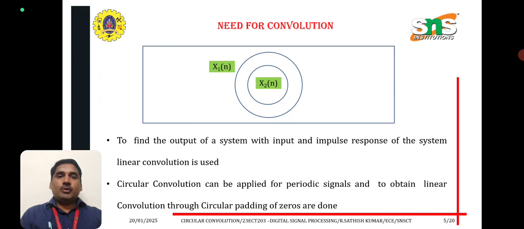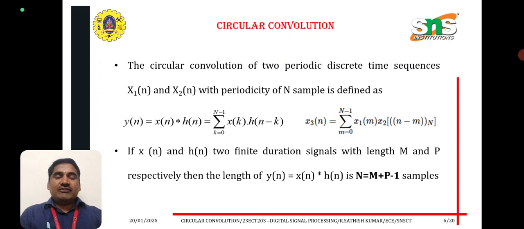To find the output of a system with the input and the impulse response of the system, linear convolution is used. Circular convolution can be applied for periodic signals, and to obtain the linear convolution, circular padding of zeros is done. The circular convolution of two periodic discrete time signals x1 of n and x2 of n with the periodicity of N is defined as y of n is equal to x of n convolved with h of n, summation k is equal to 0 to N minus 1, x of k into h of n minus k.